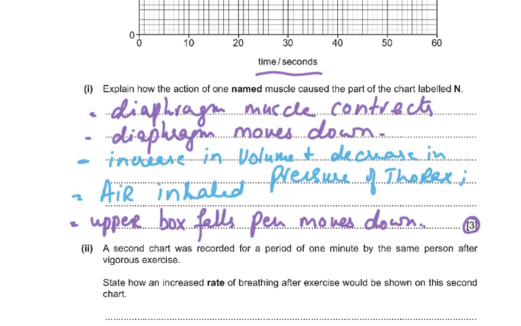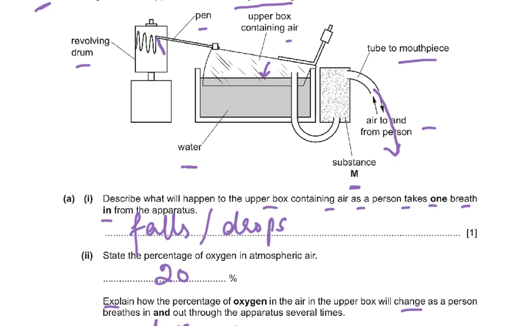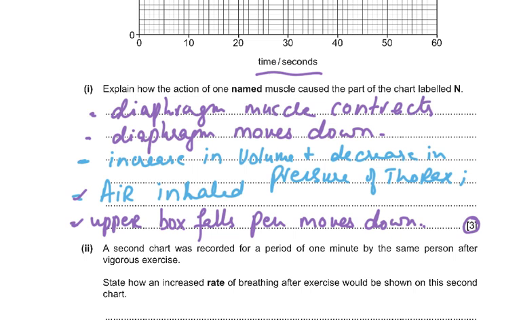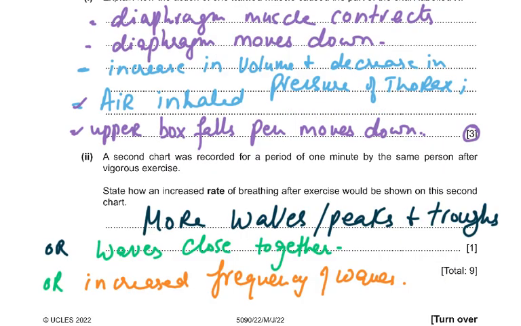So how would we word this? Diaphragm muscle contracts, diaphragm moves down, increase in volume and decrease in pressure of the thorax. So this results in air being inhaled and the upper box falls and the pen moves down. Upper box is part of the machine that we saw here, the upper box containing air. So the upper box falls and the pen moves down. And in part 2, a second chart was recorded for a period of 1 minute by the same person after vigorous exercise. State how an increased rate of breathing after exercise would be shown in this. Well, more waves, more peaks and troughs, or waves closer together, or an increased frequency of waves.